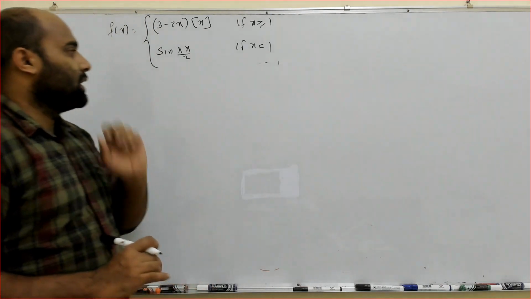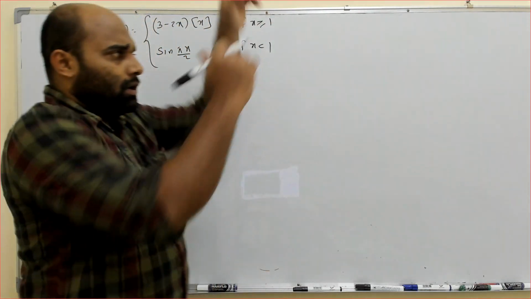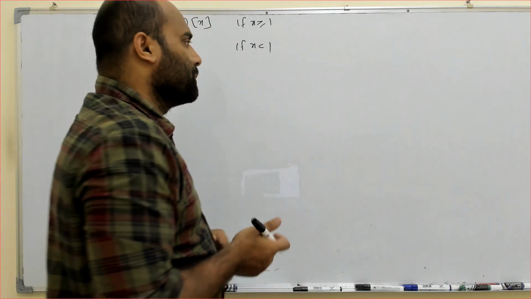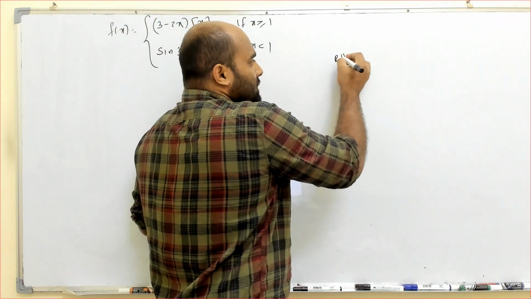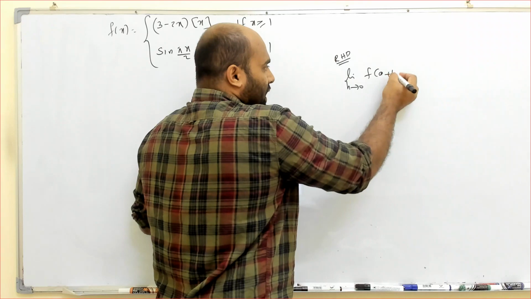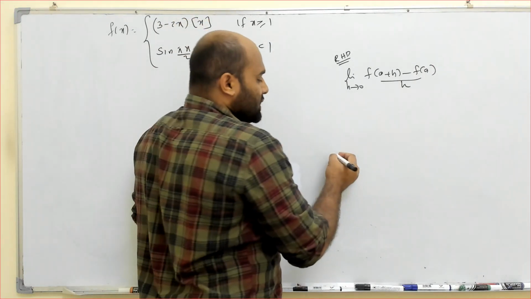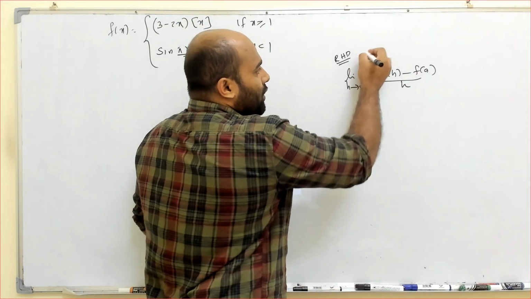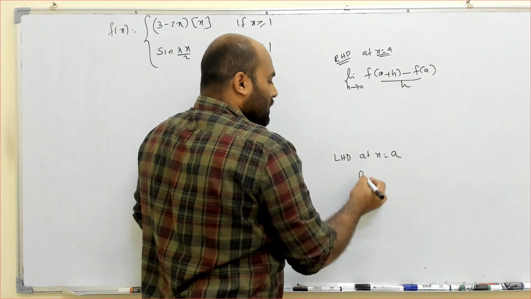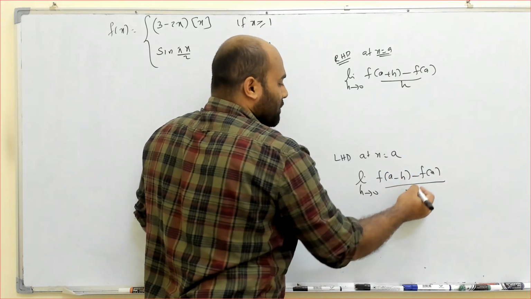Now, is this derivable or not? That means we have to find whether LHD and RHD are equal. You may remember last class I told you how we show it. Those who were not there last class, please see. RHD we write as limit h tending to 0 of f of a plus h minus f of a by h. This is our RHD. And our LHD at x equal to a is limit h tending to 0 of f of a minus h minus f of a divided by minus h.